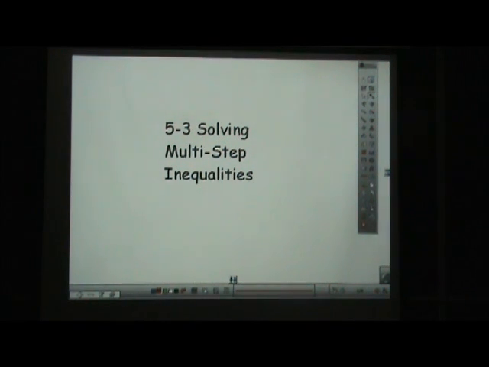Alright, this lesson covers solving multi-step inequalities. So remember, our rules for solving inequalities are the same as our rules for solving equations. The only difference is if we are using a method where we multiply or divide by a negative, it's going to flip our symbol over. Some inequalities can have so many steps that sometimes you have to flip them a couple of times, but just be careful as you're working across. Most of ours will just flip once if they flip at all.